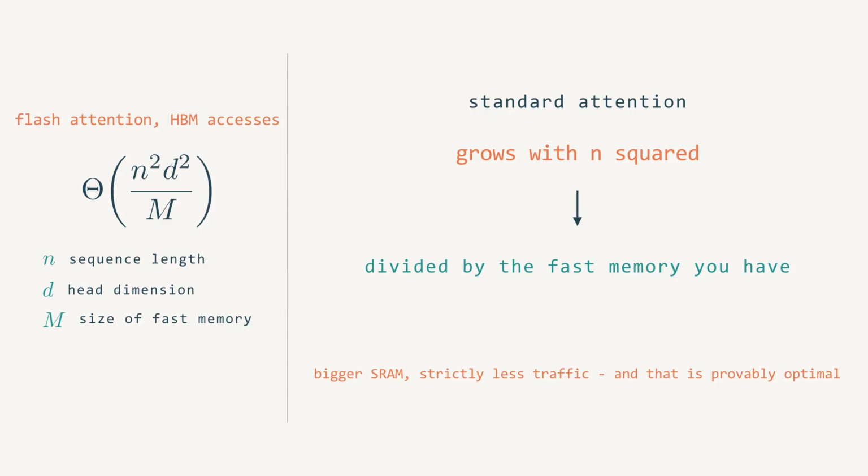Flash attention touches it a number of times proportional to n squared, times d squared, divided by m. Divide one by the other, and the win is the fast memory size divided by the square of the head dimension. Head dimension is typically 64 to 128, so d squared is a few thousand to 16,000. Against roughly 100 kilobytes of usable SRAM, that's a factor of several to a few tens. Measured, on real configurations, the paper reports up to 9 times fewer memory accesses.